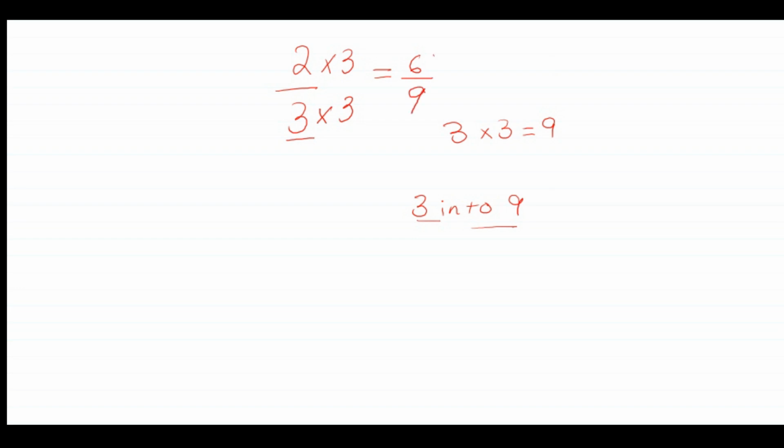Okay, so if I have 2 by 3 and I ask you to change 3 into 9, how can you do that? You need to multiply 3 by 3, which equals 9. But the same thing you need to do in the top. So 2 times 3 is 6 and 3 times 3 is 9. So 6 over 9 is actually your answer now.